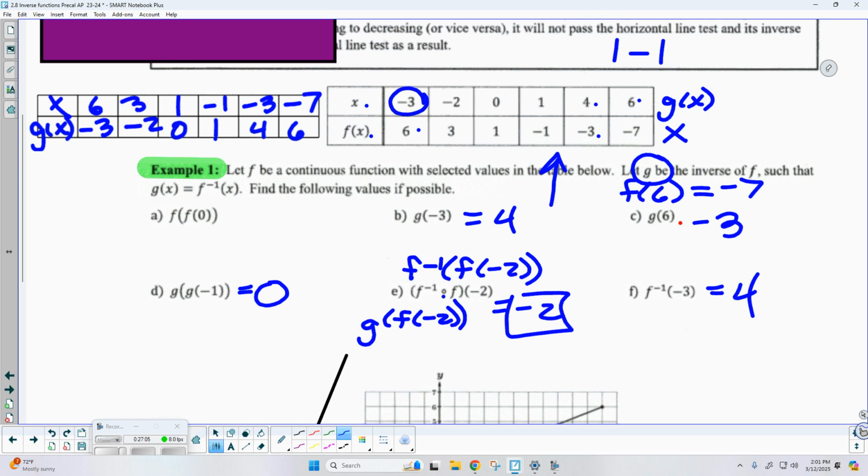Remember, it was G, right? So all I really need to do is take G of -3. I could look at the table, or we'd actually seen that one just a moment ago. Okay. Did anybody want to take a look at D or E?